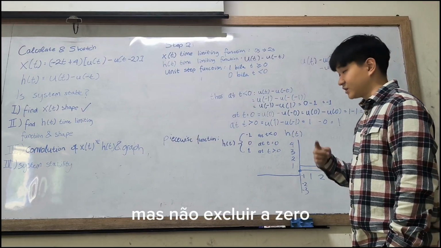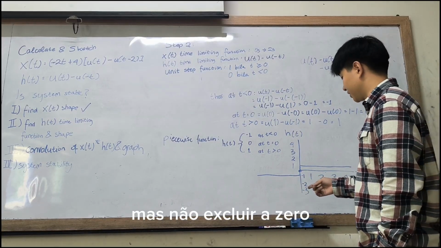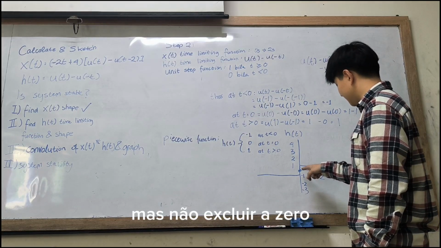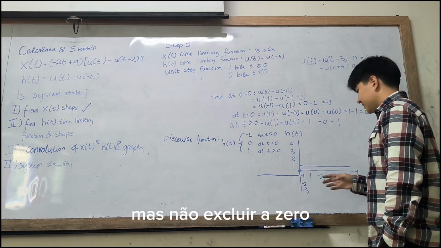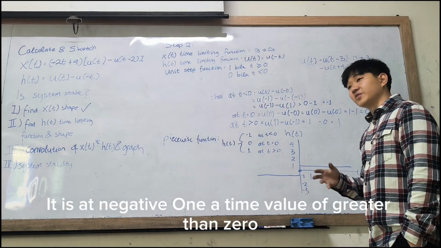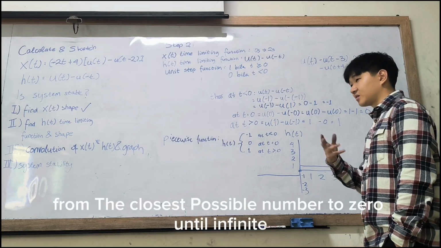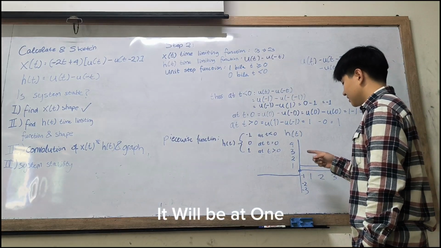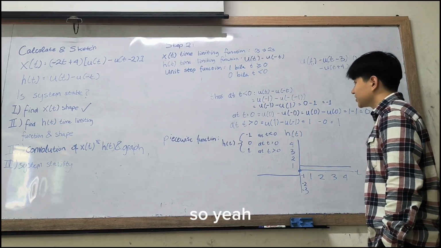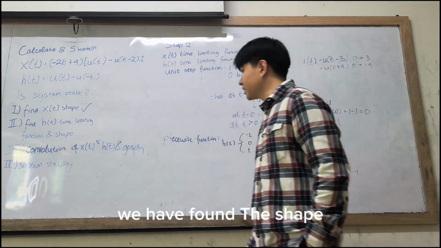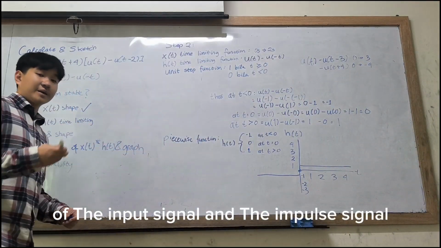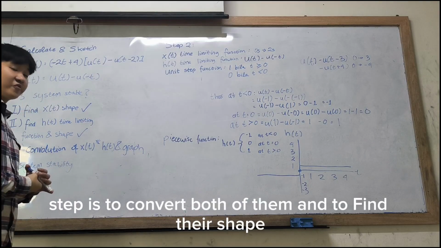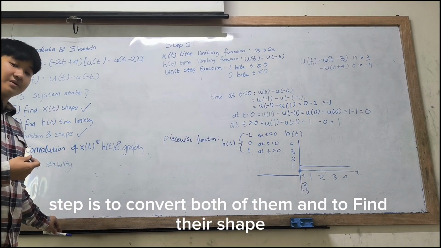The y-axis, the strength of the signal, is at negative 1. And precisely at 0, the y-axis is at 0. And at a time value greater than 0, from the closest possible number to 0 until infinity, it will be at 1. The strength value is 1. So yeah, we have found the shape of the input signal and the impulse response. The next step is to convolve both of them and to find their shape.